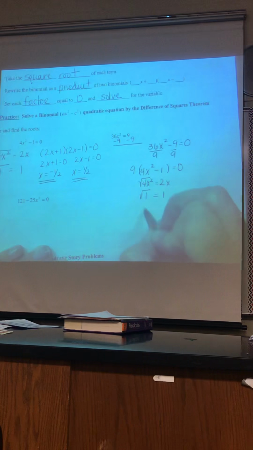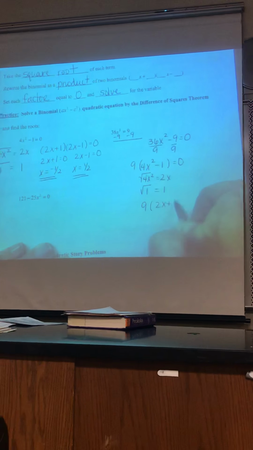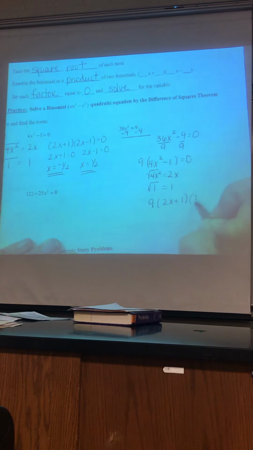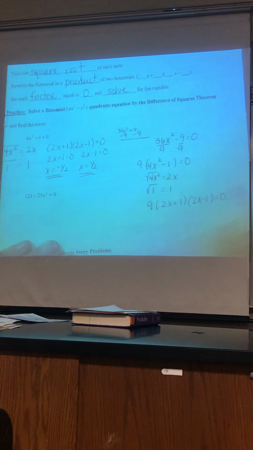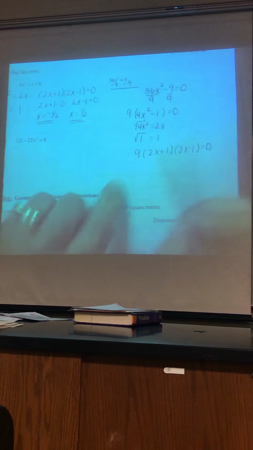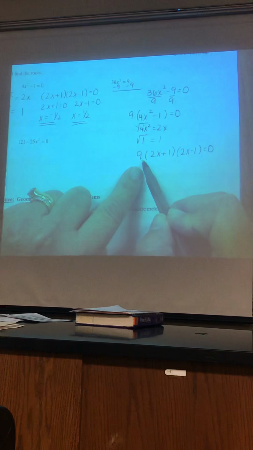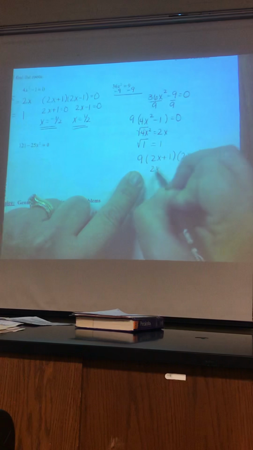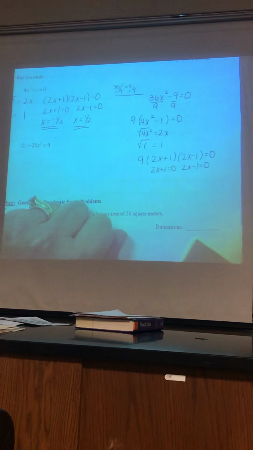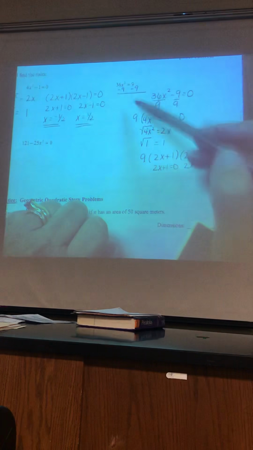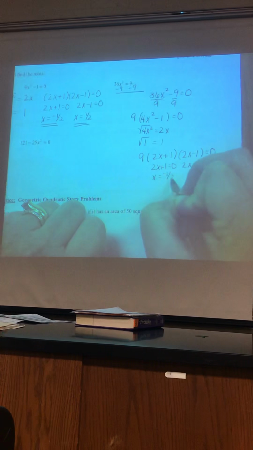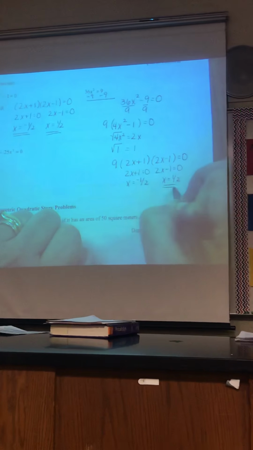So when I write this in factored form, I can't forget about the 9. The 9 is part of my factor. However, if I'm solving for x, there is no x here. So I'm only going to solve by setting the factors with x equal to 0. So even though this problem looked different to start with, when I solve, they will have the same answers.